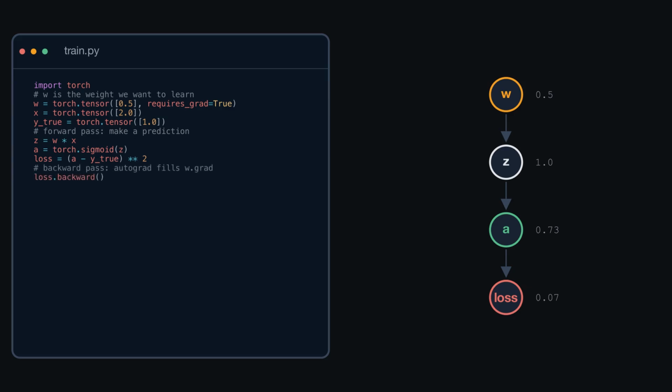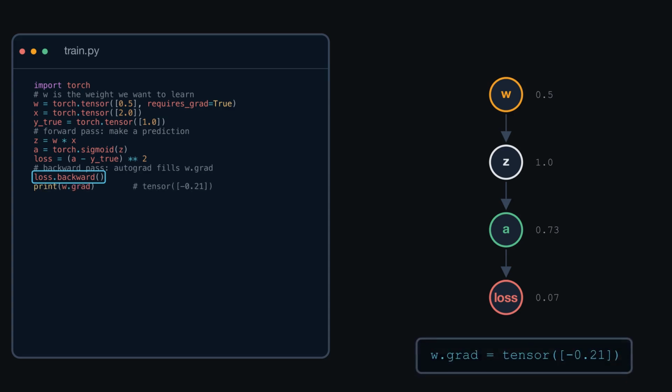Here is the magic line. loss.backward(). With those two words, autograd walks that graph in reverse, doing the chain rule for us at every step. And out comes w.grad, the gradient of the weight. It is minus 0.21, the very same number we found by hand. PyTorch never gets the chain rule wrong, and never gets tired.